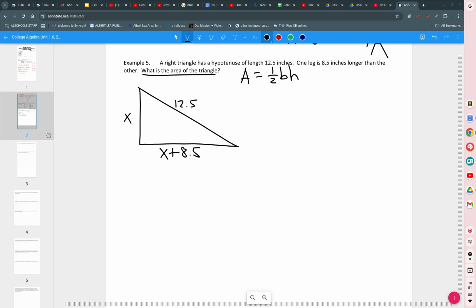The Pythagorean theorem. The Pythagorean theorem connects 3 sides of a right triangle. Let us use that. X squared plus X plus 8.5 squared is equal to 12.5 squared. So the whole idea is that if we can figure out what X is, then we're going to know the height and the base, and we can use our area formula. In order to figure out X, I need some type of an equation that relates all 3 sides together. And the thing that relates all 3 sides together is A squared plus B squared is C squared.